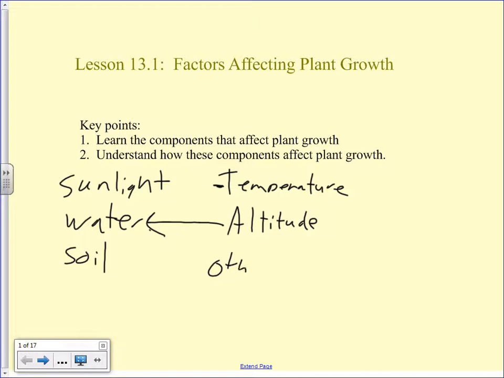Absolutely. I'm going to call that other organisms, because it might not just be other plants, although that could be a problem, because plants all have to compete for the same resources, but there could be predatory animals, herbivores, who come along and eat them. What else? Yeah, air quality could certainly be one.